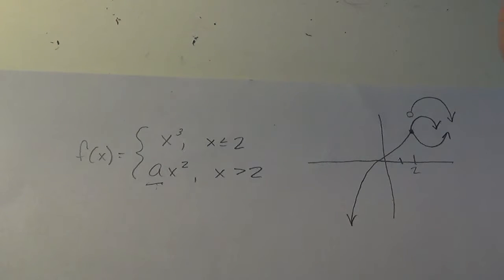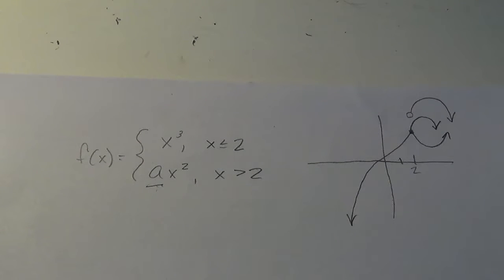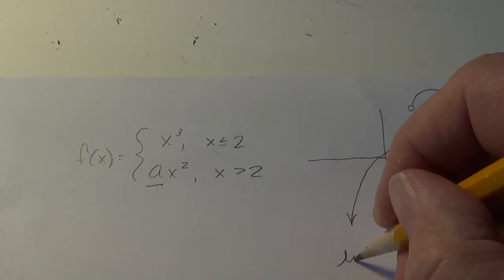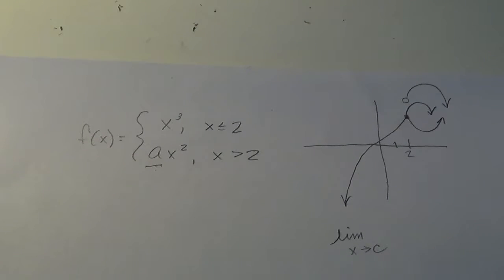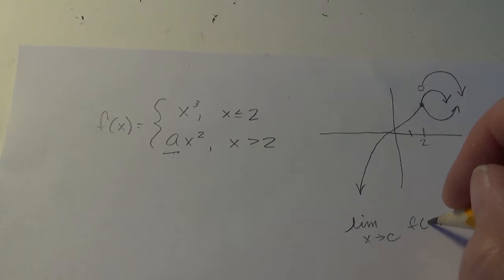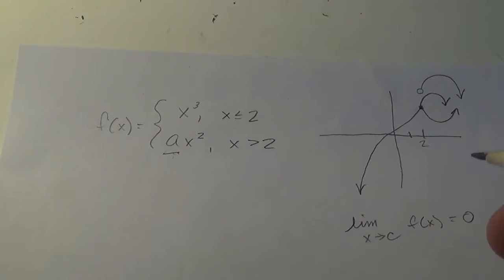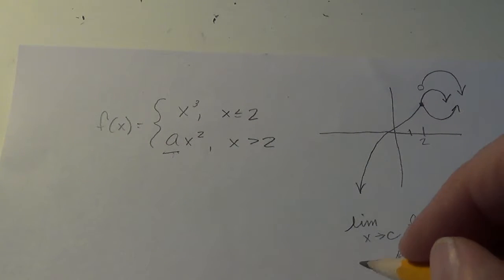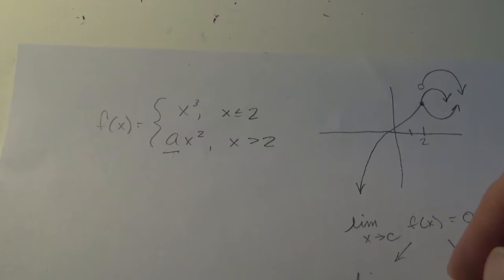We learned about continuity, and continuity at a point C is defined like this. The limit as x approaches C, first of all, of the function has to exist. When we learned about that, it had two parts. For a limit to exist at a point, that means the limit from one side has to equal the limit from the other.